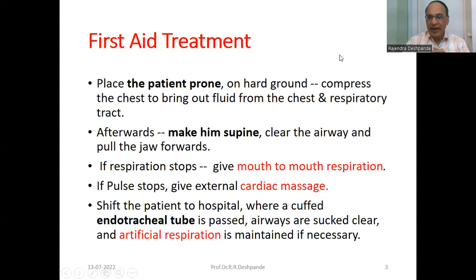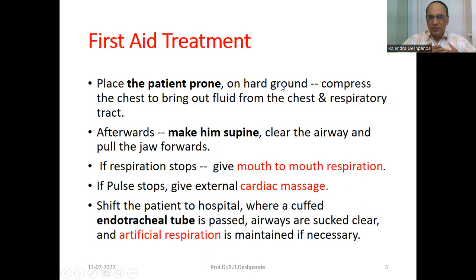Okay, so first aid treatment for drowning. After drowning, we have taken the patient out of the water or the sea. Place the patient in the prone position on the hard ground. This is the first step of first aid. When you take a person out of a flood, because in the rainy season there are floods everywhere and people get the problem of drowning, take him out of the water and keep him in a prone position on the hard surface.